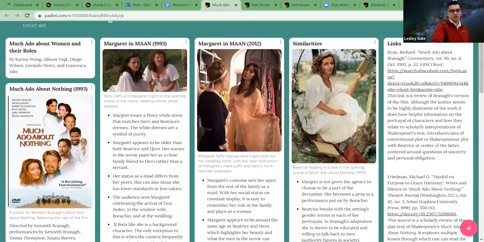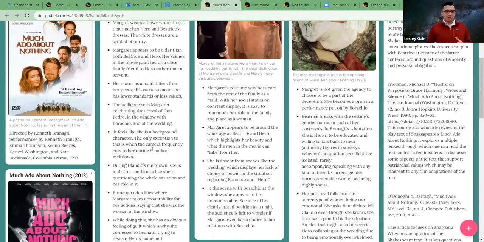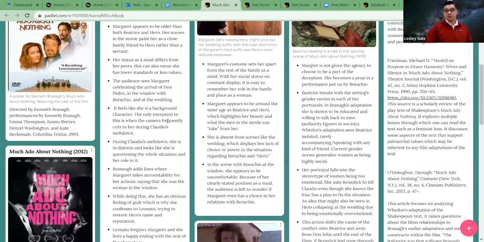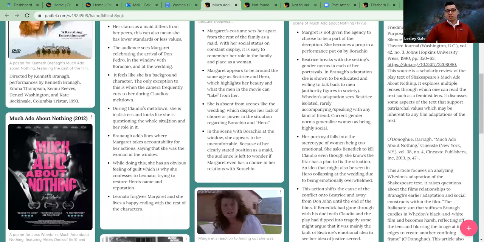So it shows that although there is a little bit of a power dynamic difference, it's not necessarily as pronounced as in the other film. It's more the age difference that defines them in this adaptation. She doesn't really take that much of a lead role in this. She very much falls to the wayside and she's only there to advise the other characters.